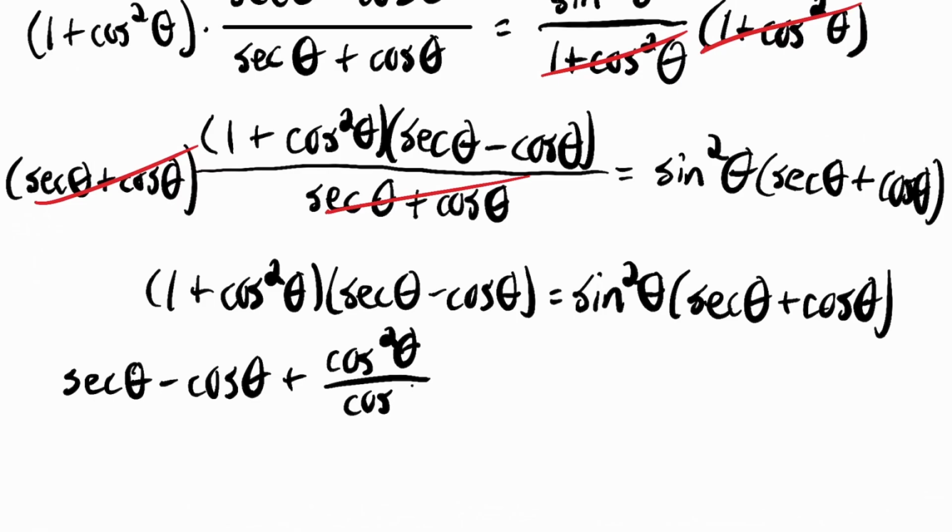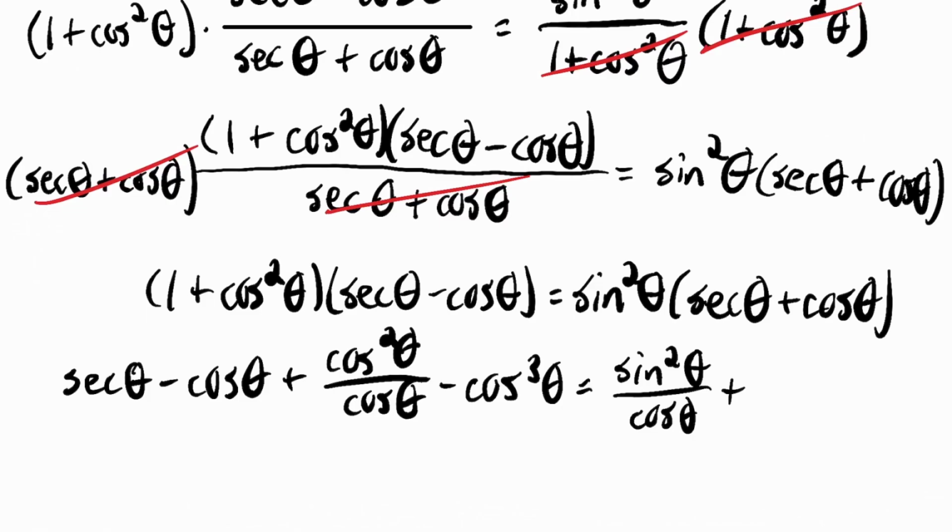Again, this is because secant is the reciprocal of cosine. Okay, and then minus cosine cubed. That cube is not the best, and I'm a little worried I might get stuck without a way forward. Anyway, so sine squared theta over cosine theta, and then continue distributing: sine squared theta cosine theta.